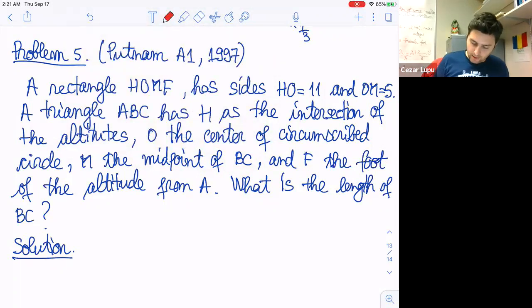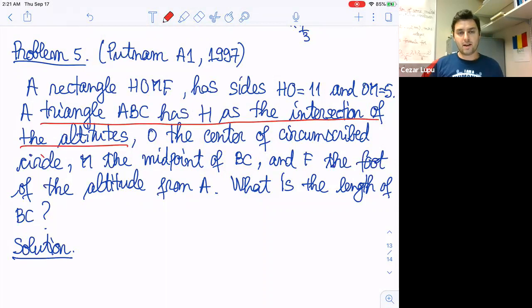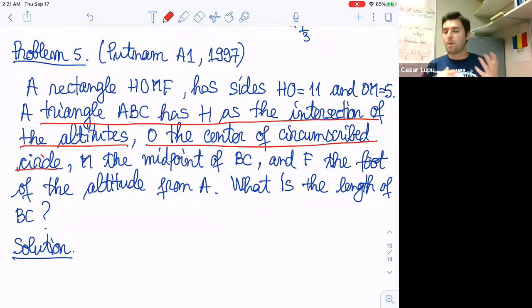A triangle, look here. This is huge information. We have said that the altitudes of a triangle meet at a single point, and that common point is called the orthocenter. So that is H. Also, we have another piece of information: O is the center of the circumscribed circle. Again, another big information. And we will see that something happens. Maybe I could come up with another point here. So that is a trick.